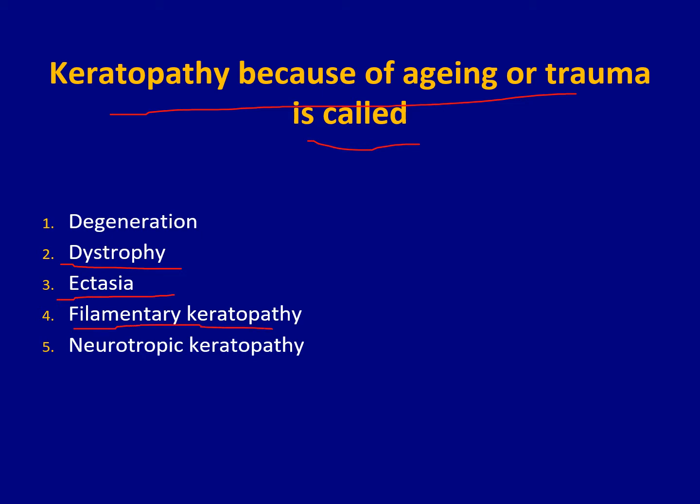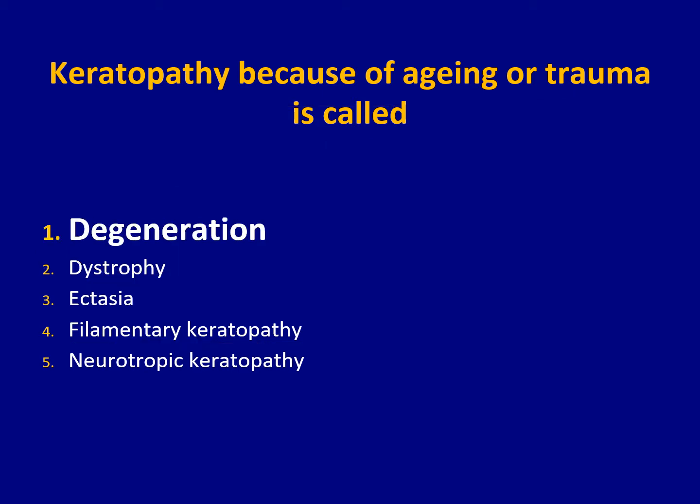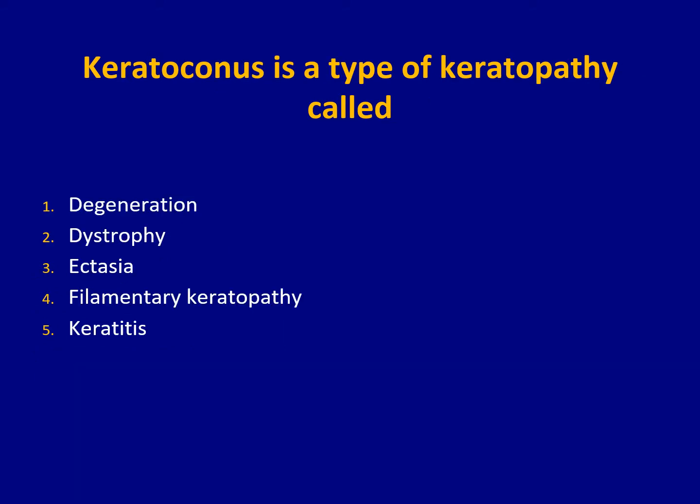Filamentary keratopathy is one of the remaining keratopathies which is not grouped and the etiology is not known. Neurotropic keratopathy is because of the fifth cranial nerve. So only one left is the degeneration. Degenerations are because of aging, trauma, or systemic disease. Let's see the answer. So confirmed, degeneration is the answer.